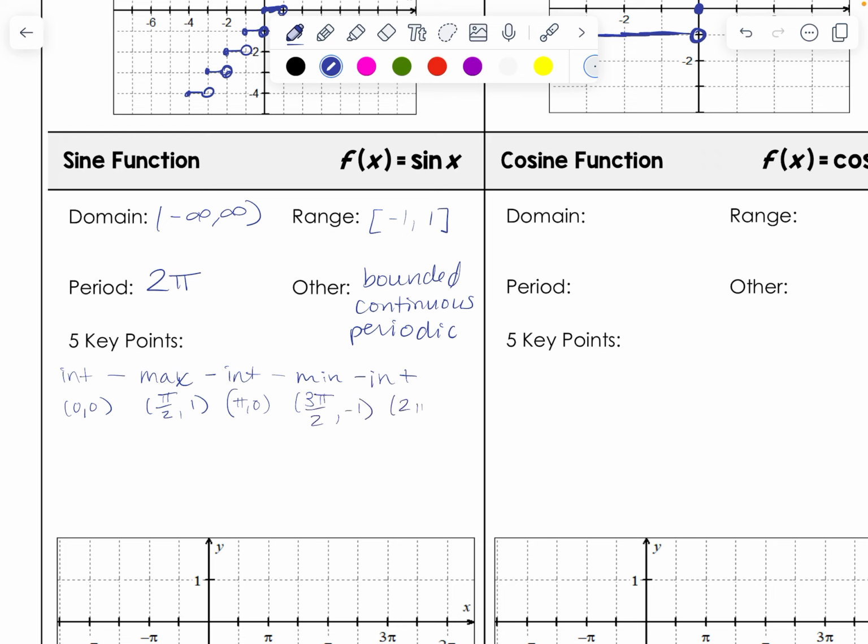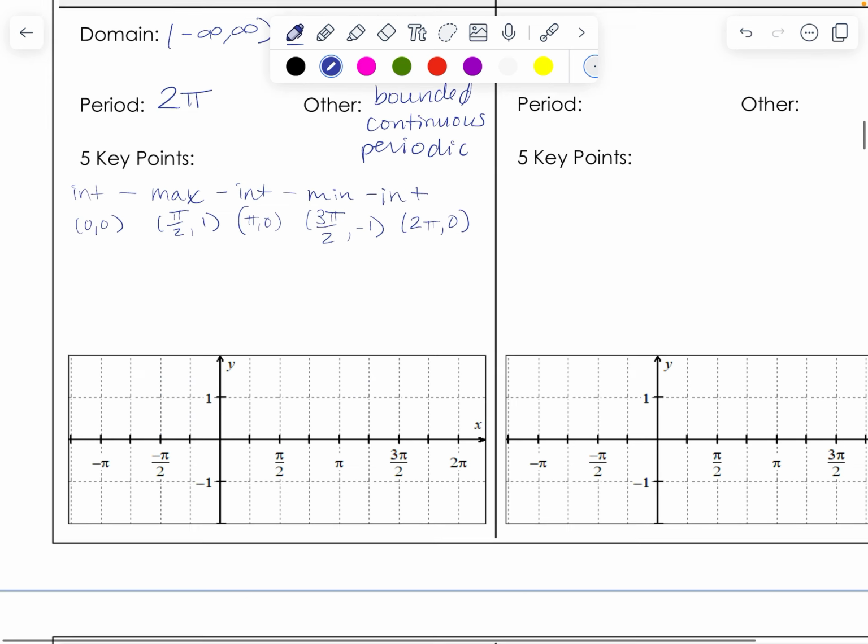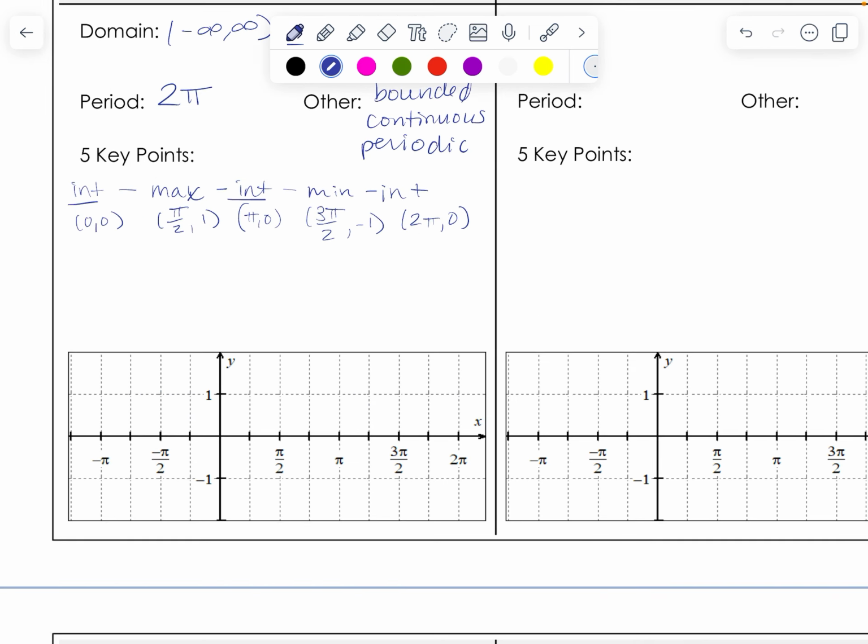And then we've got another intercept, not integer, sorry, all of these are intercepts at 2 pi over 0. It has roots, meaning solutions or x-intercepts, at every value of x equals pi times k. So I can multiply pi by any number, and I'm going to get a root there, as long as k is in the set of all integers, Z.